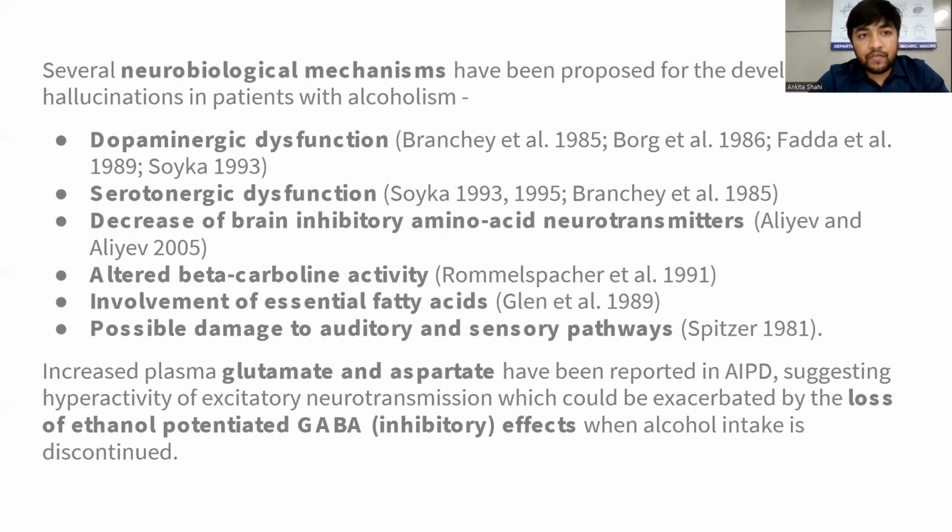Several neurobiological mechanisms have also been proposed. The first is why somebody would have hallucinations in alcoholism. First is dopaminergic dysfunction. Second is serotonergic dysfunction, then decrease of brain inhibitory amino acid neurotransmitters, altered beta carboline activity, involvement of essential fatty acids, possible damage to auditory or sensory pathways. Anything can be happening; the literature is also not very certain. Increased plasma glutamate and aspartate have been reported in AIP, suggesting hyperactivity of excitatory neurotransmission, which could be exacerbated by the loss of ethanol-potentiated GABA inhibitory effects when alcohol intake is discontinued. So this is how they are trying to conceptualize on a neurobiological level what is happening.